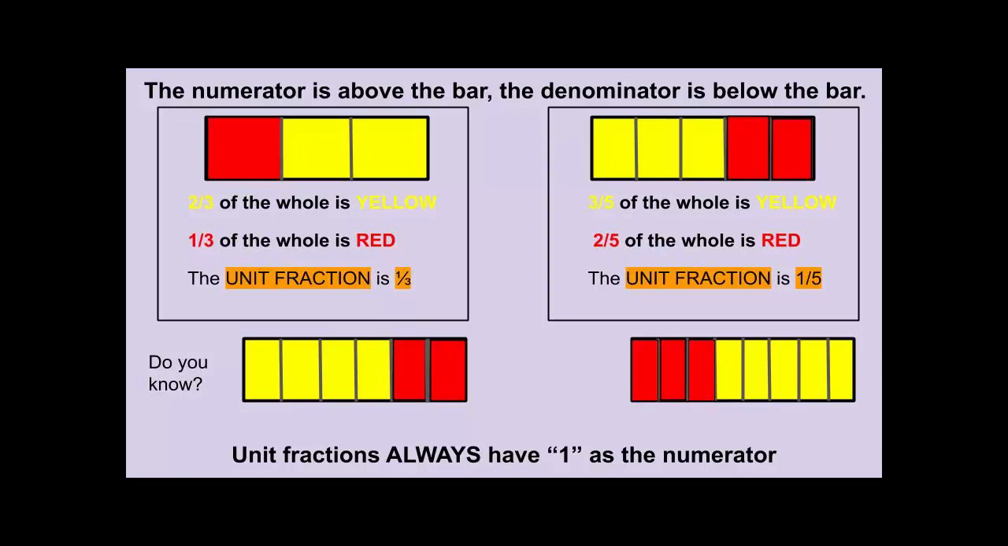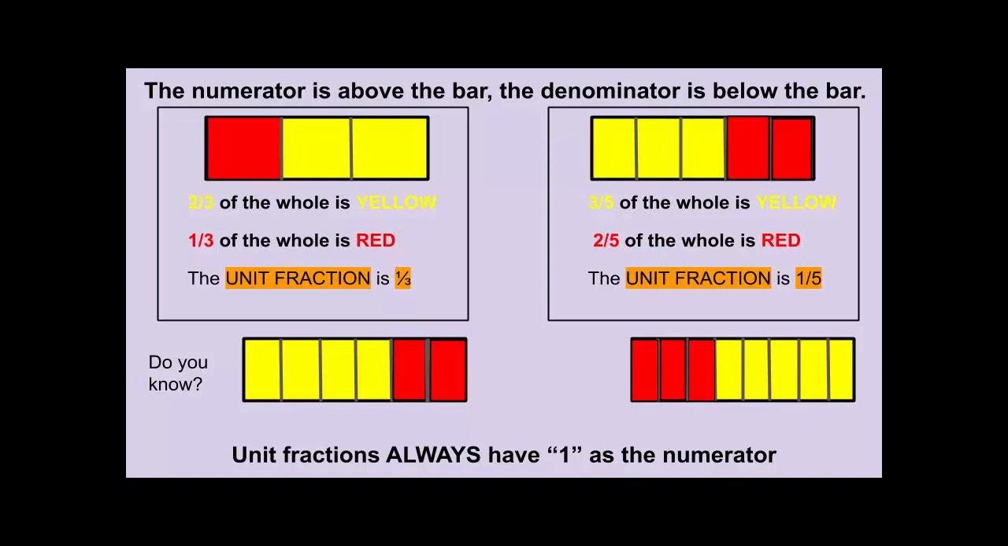You can also see that 2 of the parts are red. So 2/6 of this fraction is red. The unit fraction would be what? Yes, it would be 1/6, because a unit fraction always has 1 as the numerator and the number of parts as the denominator. So 1/6 is the unit fraction.